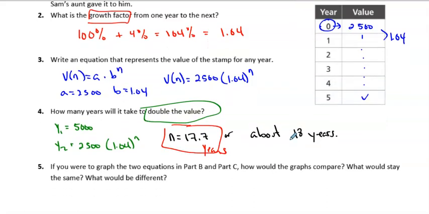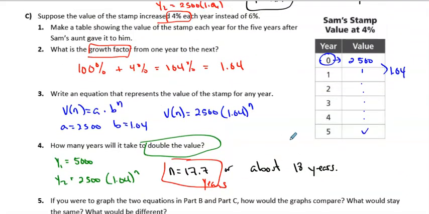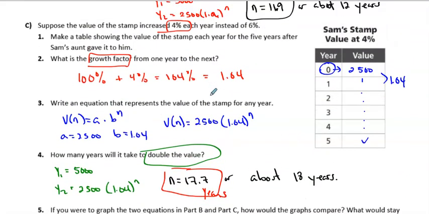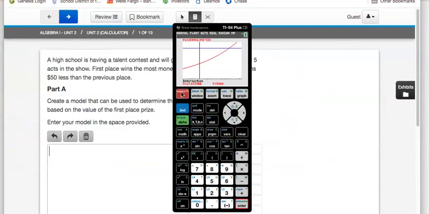If you were to graph the two equations in parts B and C, how would the graphs compare? What would stay the same, and what would be different? Let's look at that one and do this with our graphing calculator. I'm going to go back to my calculator, press y equals, and change this equation to 2,500 times 1.06 to the x power. So I'm putting back that original equation that I had.